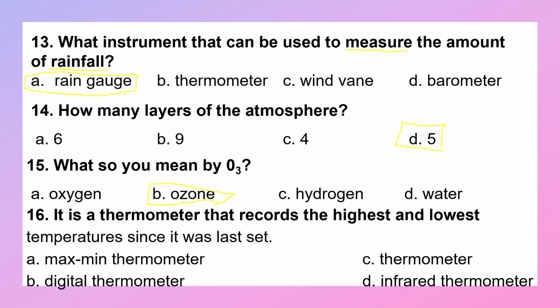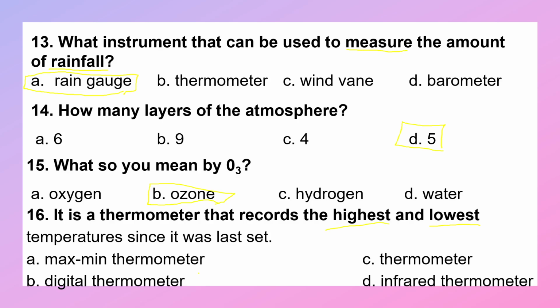Number 16. It is a thermometer that records the highest and lowest temperature since it was last set. So the key word here is the highest and the lowest temperatures. So you can see exactly the correct answer here. The correct answer here: A. Max min thermometer.